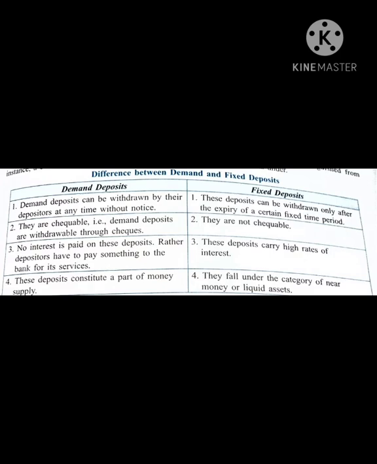These deposits constitute a part of money supply. Why? Because any amount can be deposited and withdrawn. So that is why it constitutes a part of money supply. Now they fall under the category of near money or liquid assets. Liquid assets means the asset which you have for your future. Okay, so this is the differentiation between demand and fixed deposit.